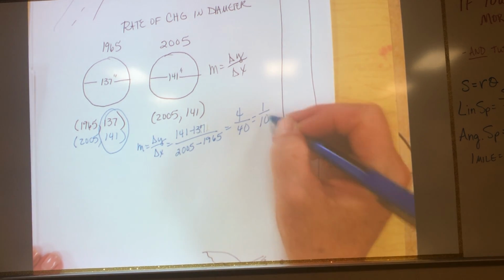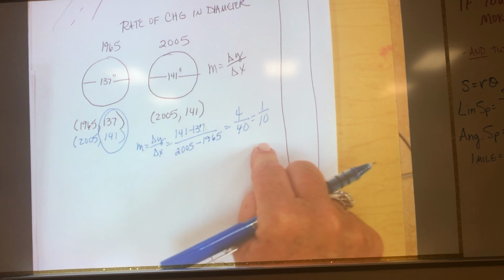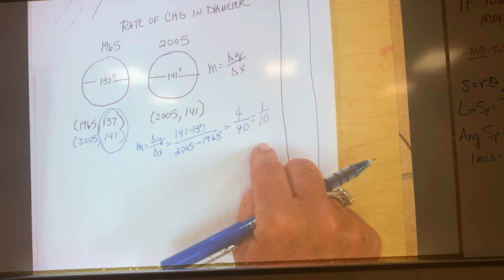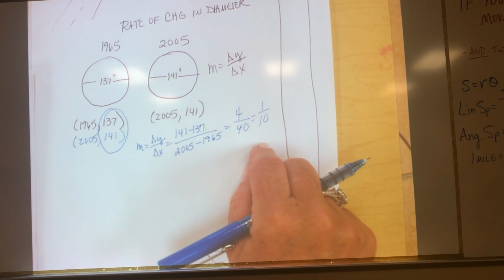1 over 10. So let's say we went to the forestry meeting. Okay, we're in the forestry meeting, and our big boss is up there. We're trying to shine, look really good and smart, all right? And he says, what's the rate of change in our sequoias out there? And you say the slope is 1/10. What's he going to do? Fire you.